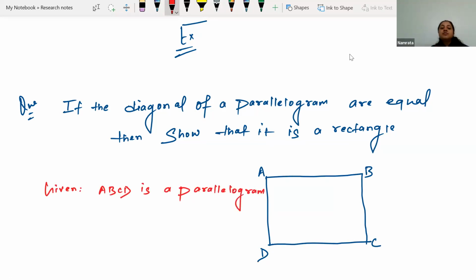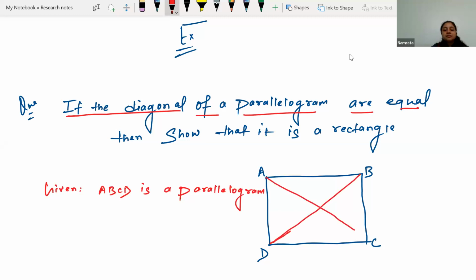Now again I am reading the first statement. It says that if the diagonals of the parallelogram are equal, the diagonals of this parallelogram are equal. So if we draw the diagonals like this and like this, both the diagonals are equal. It is already given in the theorem. So it is also given that AC and BD both are of the same length. This is also given.